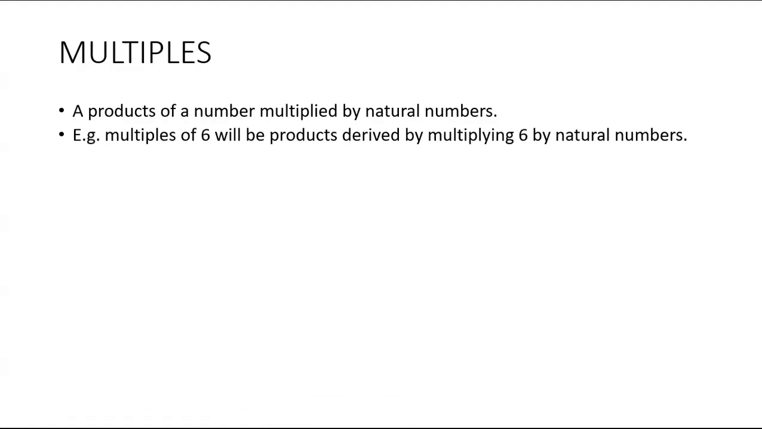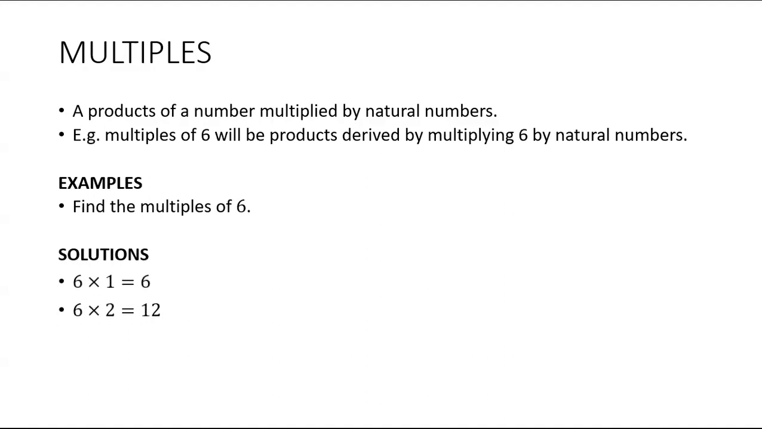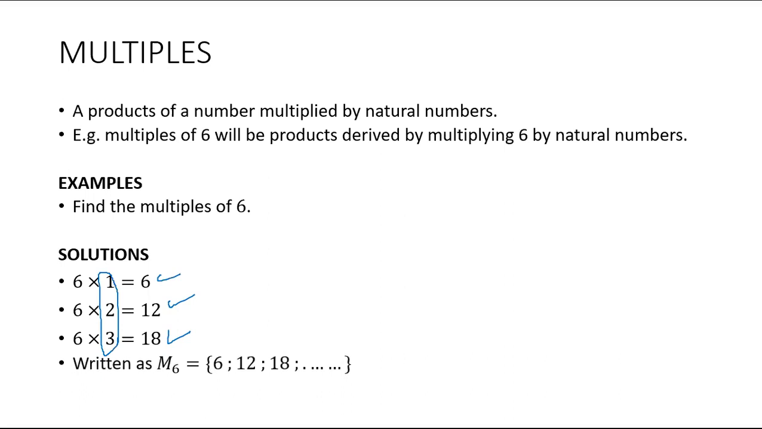And multiples of 6 will be the products derived by multiplying 6 by natural numbers. 6 times 1 is 6, 6 times 2 is 12, 6 times 3 is 18. You will notice that we're just taking 6 and multiplying it by natural numbers, and the answers we get are the multiples. So multiples are just a product of a given number multiplied by natural numbers. This will be written as 6, 12, 18, and so on. Okay.